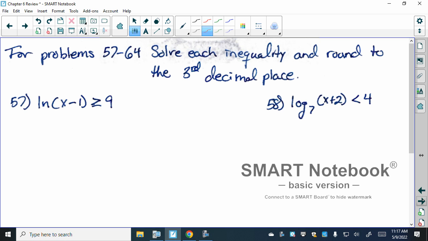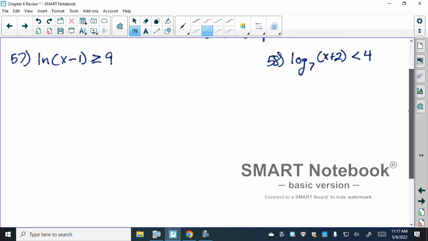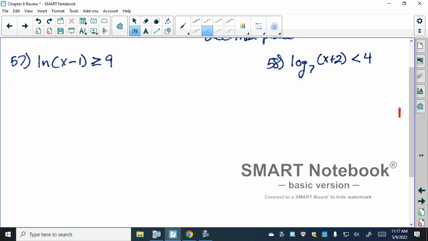Let's look at the last set, 57 through 64. Do we want to look at either one of these here? 57 or 58? 58. So the log is less than 4. There's a good chance the restrictions might come into play.